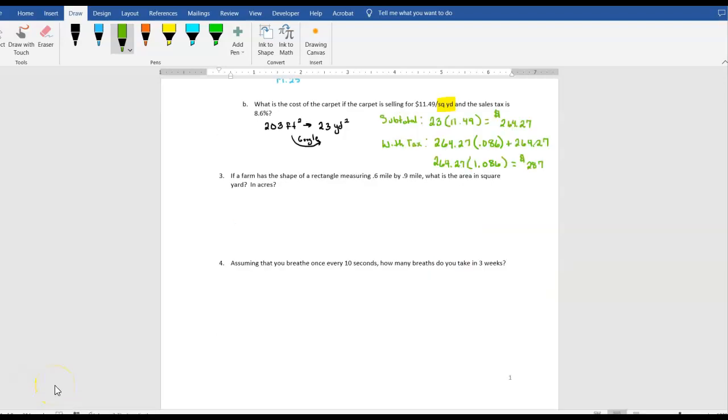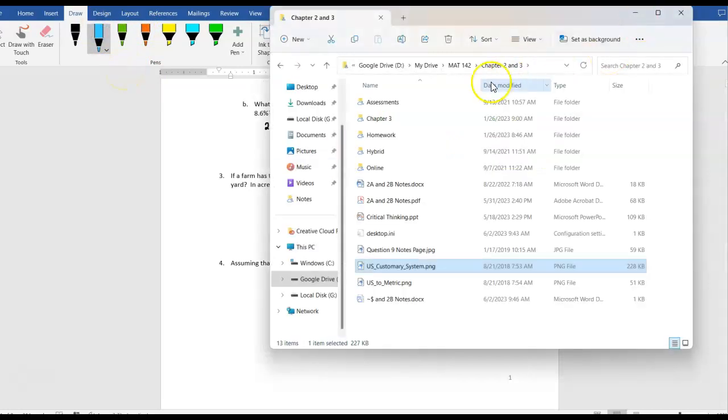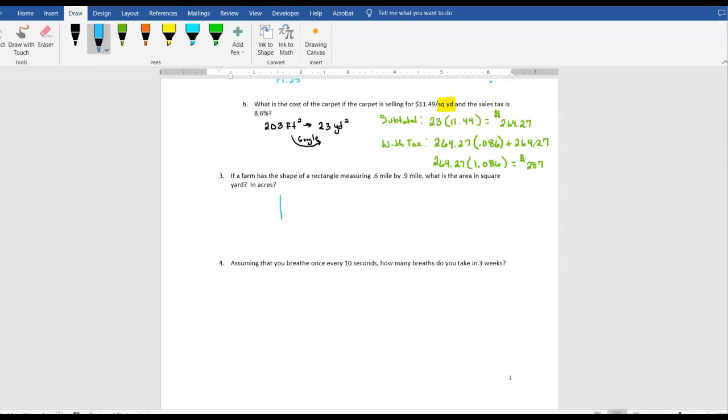All right, so here's another opportunity. We have a rectangular farm that is 0.6 miles by 0.9 miles. We want to know what the area is in square yards and in acres. Remember, an acre is a square unit, even though it doesn't say square there. So again, we have our rectangle, our farm, and it's 0.9 miles and 0.6 miles. The area is going to be 0.6 times 0.9.